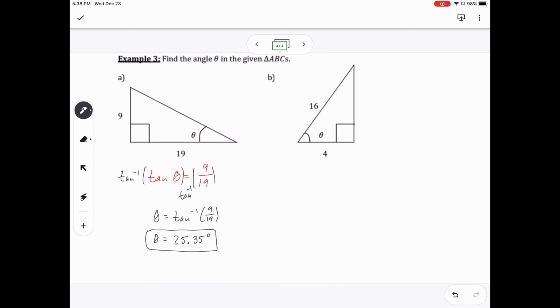For letter B, you're given the adjacent side of 4 and the hypotenuse of 16, so we'll have to use cosine. So cosine of theta is equal to 4/16. Then we'll take the inverse cosine to both sides to get theta by itself, which will give me inverse cosine of 4/16. And then plugging that into my calculator, I get 75.52 degrees.